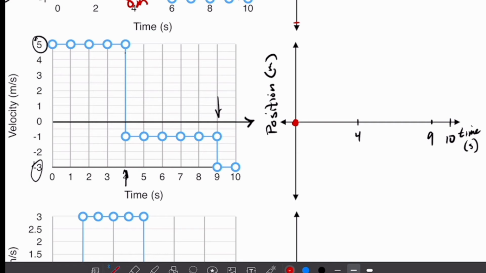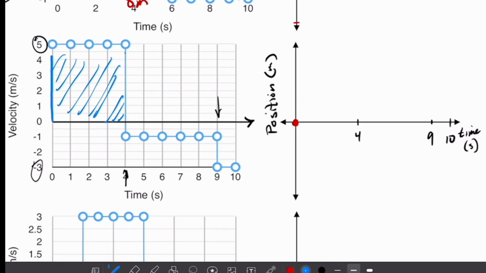It looks like it moves forwards first and then backwards. I want to keep that in mind because I need an idea of my scale on the position axis. I need to choose a scale that will accommodate how far the object moves. So to figure out how far it moves, I'm going to look at the areas on my velocity graph. The area of a velocity graph is displacement.